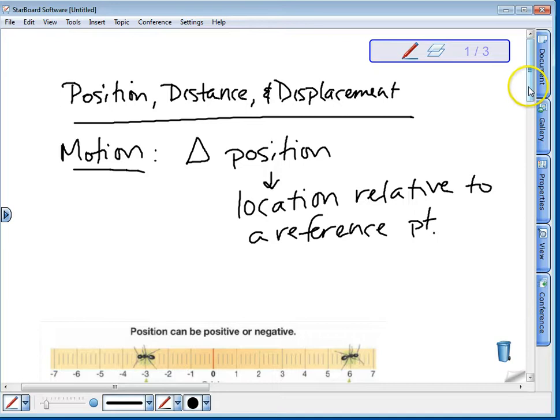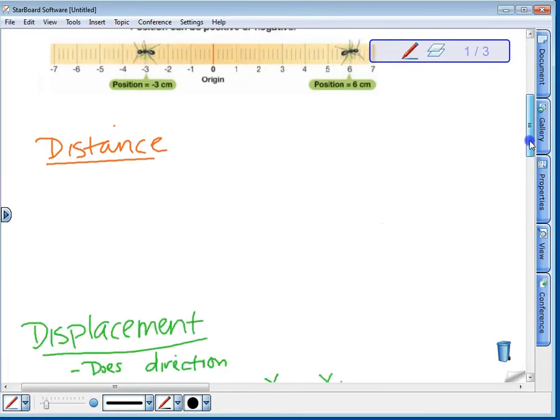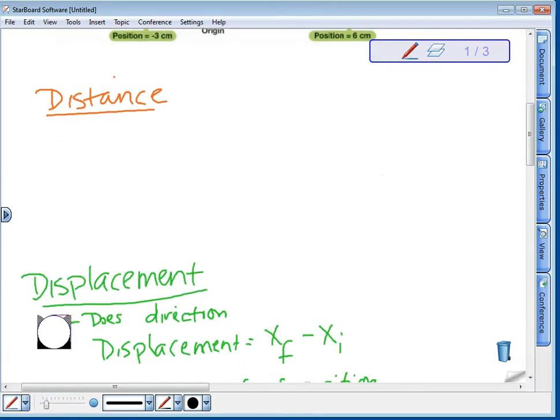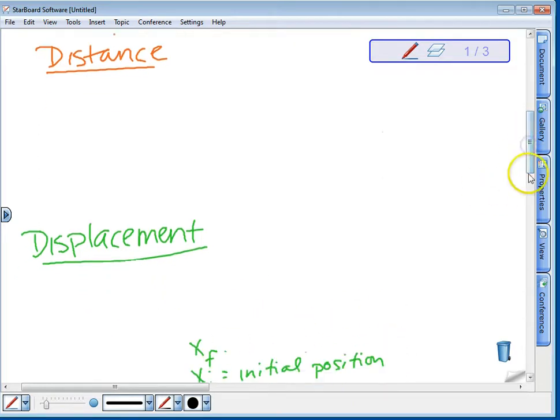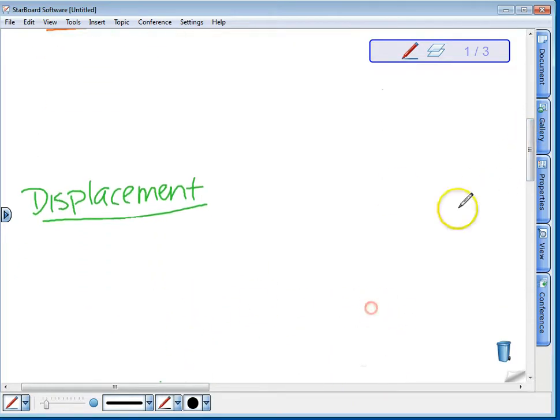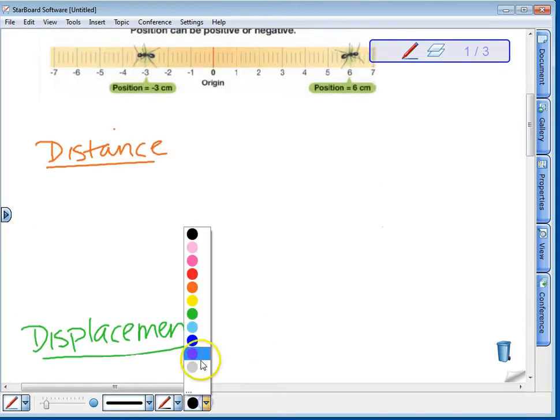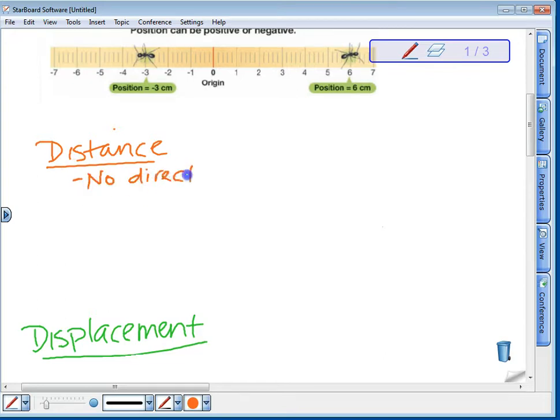When we're talking about a change in position, we can talk about it two ways. We can talk about distance, and we can talk about displacement. Okay, these are two different things. Distance does not include direction. It doesn't matter which direction you go, forward, backward, up, down, makes no difference to distance. Distance is simply the length between 2 points.